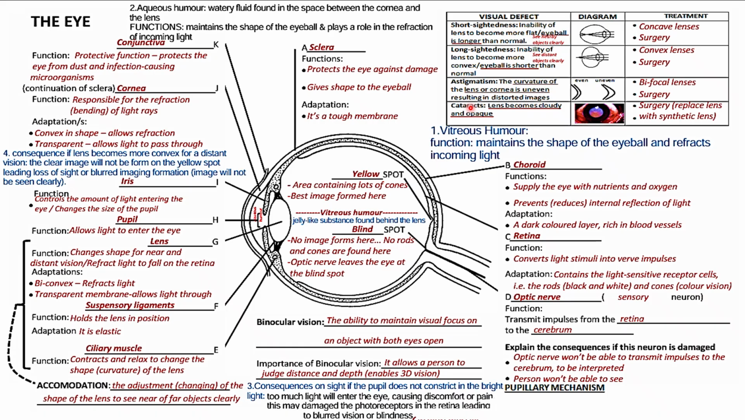Lastly, the last visual defect is cataract. What is it? It is when the lens becomes cloudy and opaque. Like you can see on your screen, that is the lens, and it looks cloudy or colored now, becoming opaque. How do you treat it? Using surgery to replace the lens with a synthetic lens.